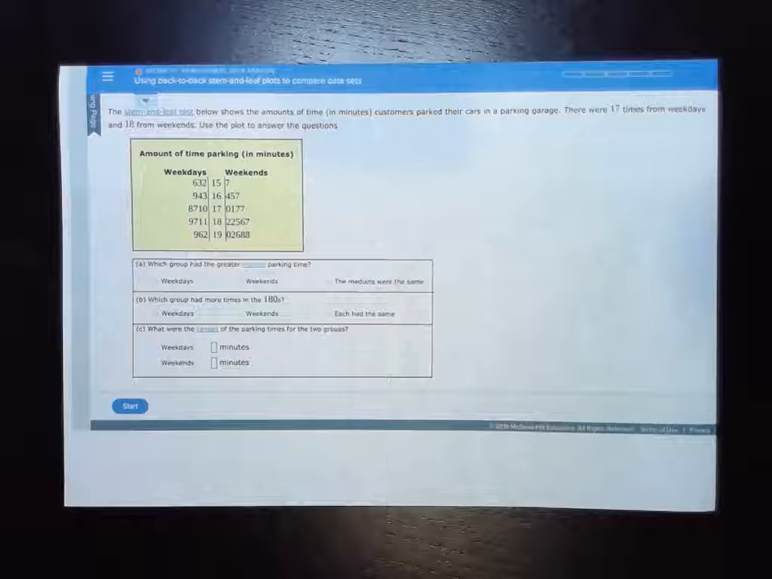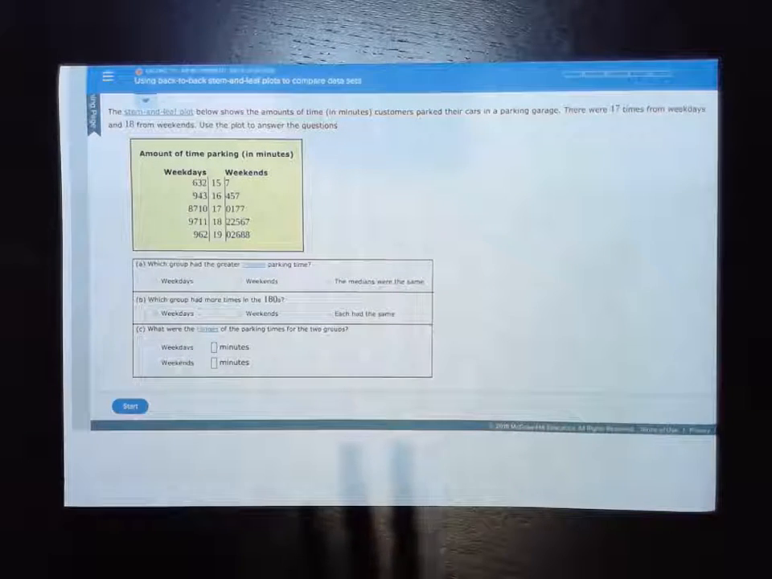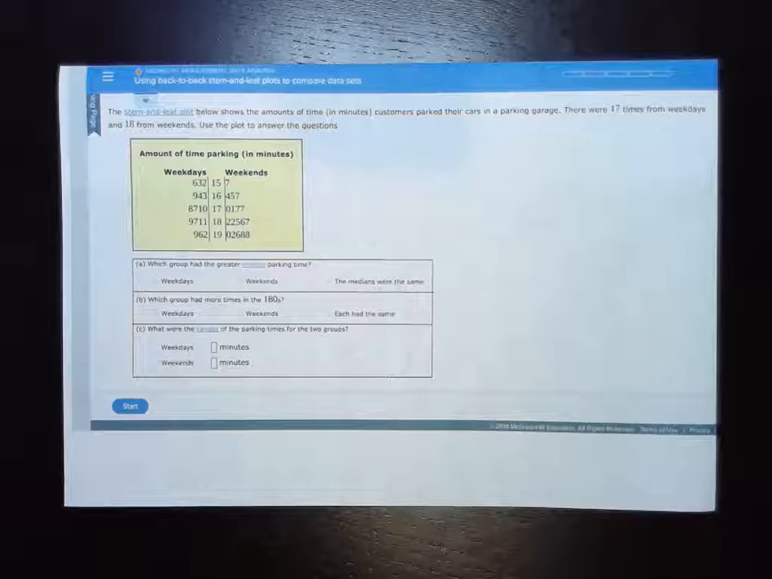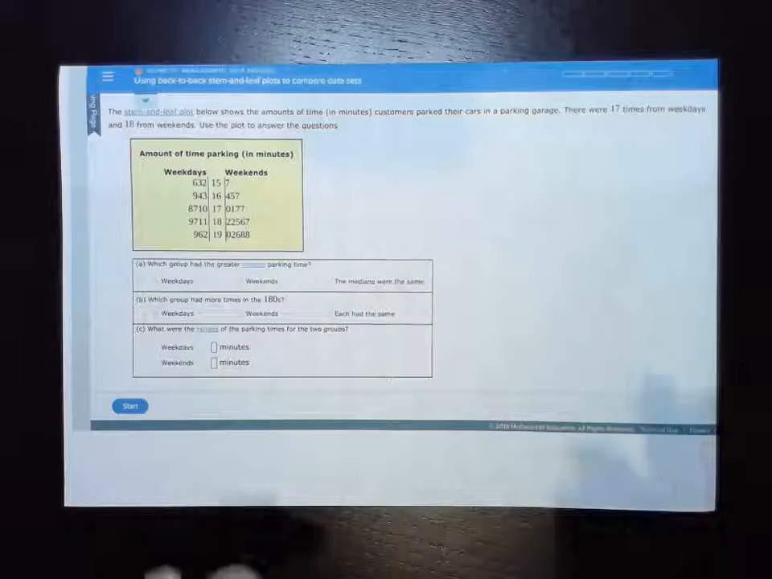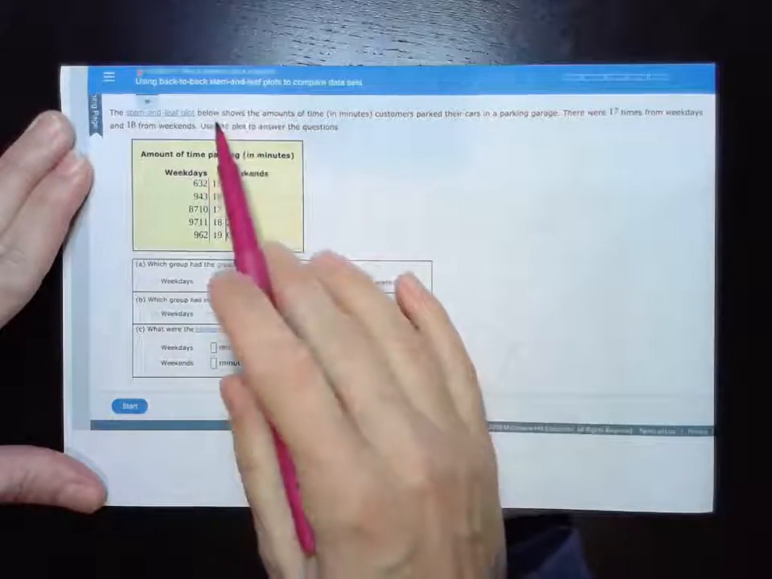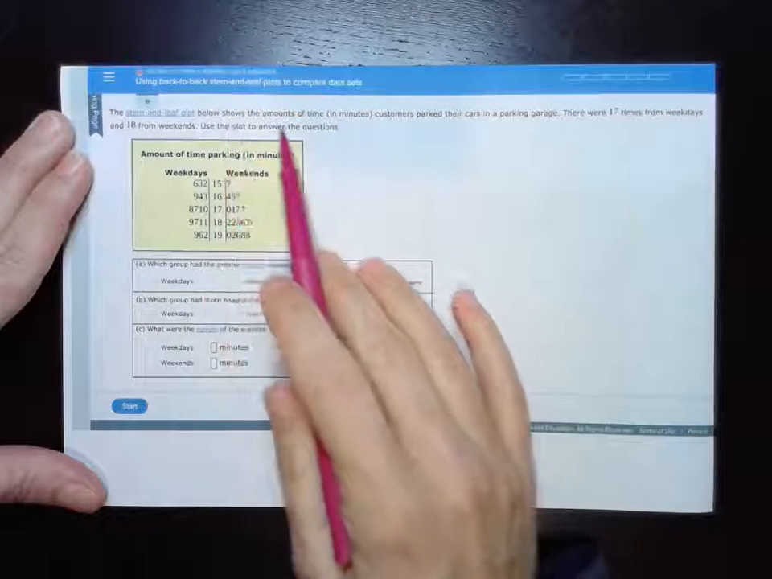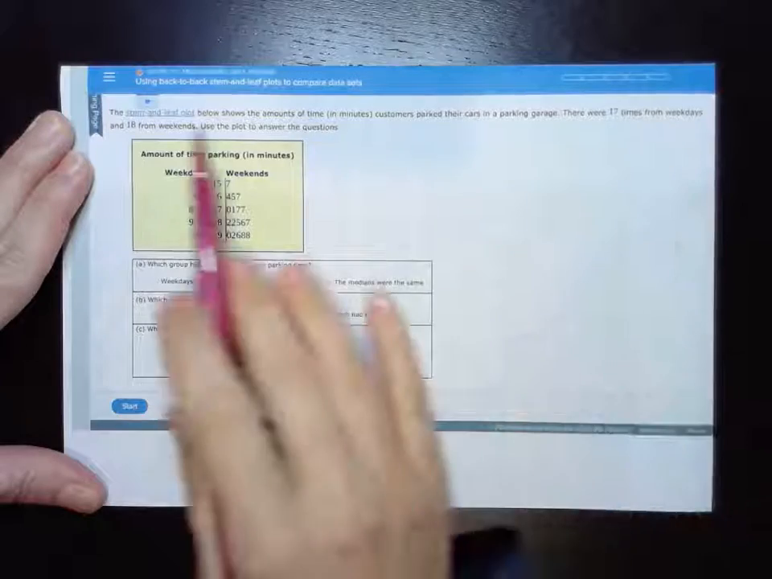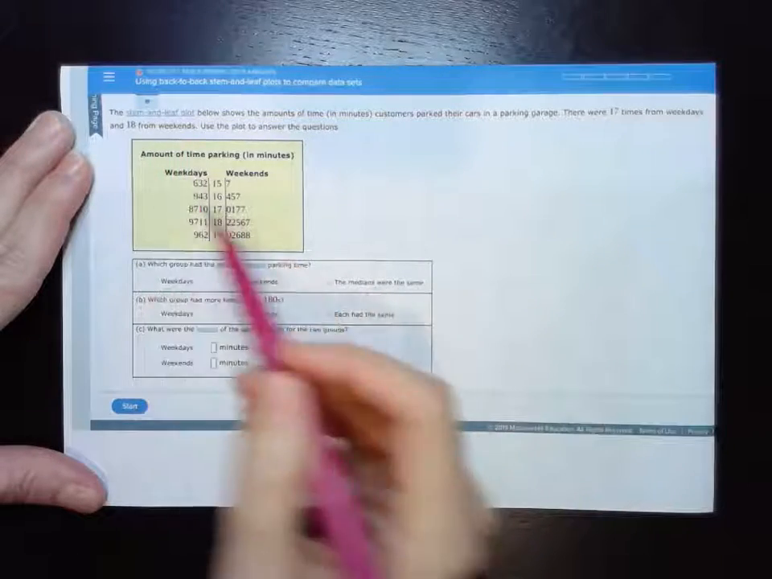Okay, class, I've had a few of you ask questions about this stem and leaf plot, so I wanted to go over it. This is in your geometry, measurement, and data analysis. You'll notice it says that the stem and leaf plot shows the amount of time in minutes customers park their car in the parking garage. There are 17 times from weekdays and 18 times from weekends.